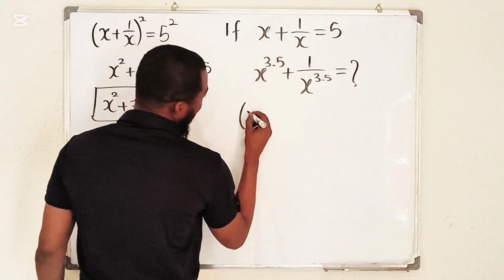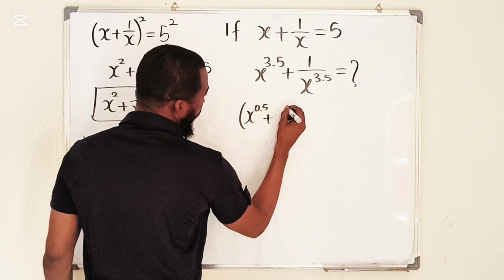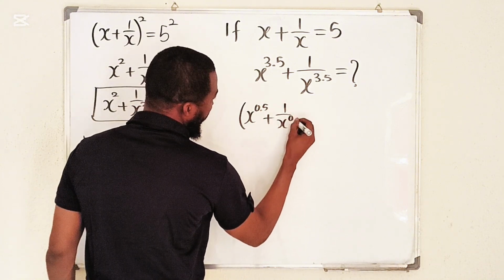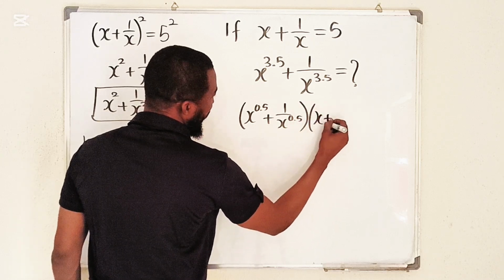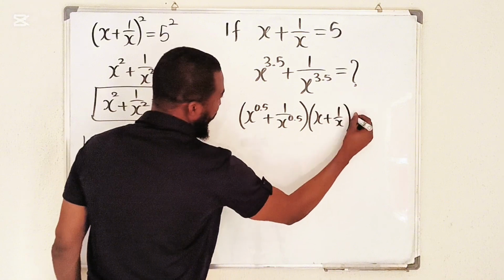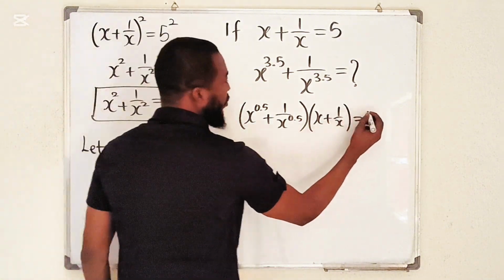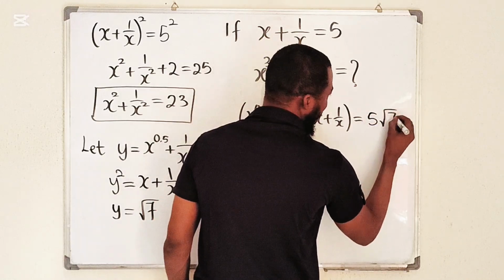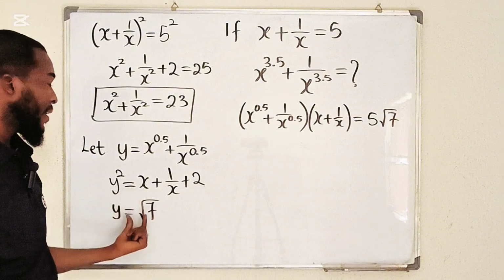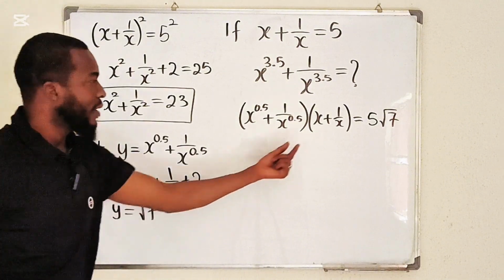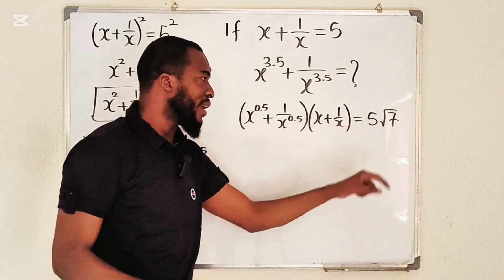If I take x raised to the power of 0.5 plus 1 divided by x raised to the power of 0.5, then multiply that by x plus 1 divided by x, it is the same thing as multiplying this, which is square root of 7, by 5. So it will be 5 root 7. Confirm it: this, remember, is y, and y is square root of 7. This is already what was given to us as 5. So if you multiply them, you have that.